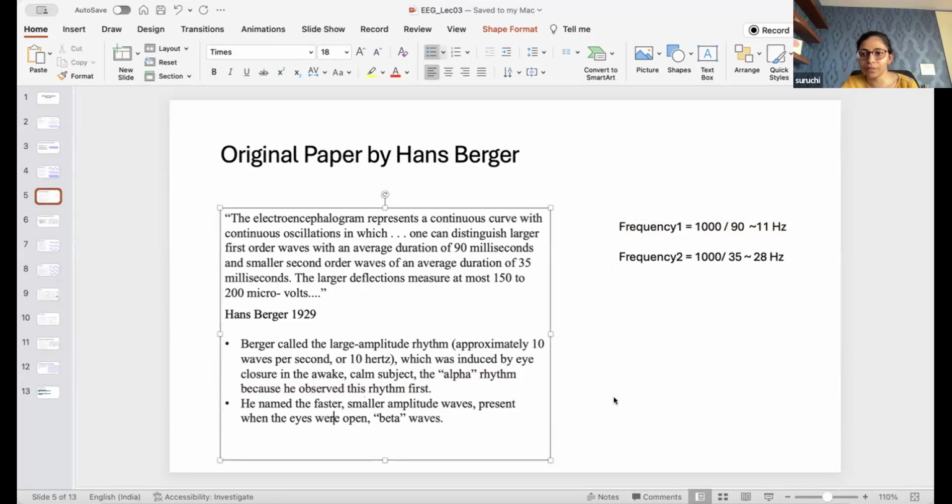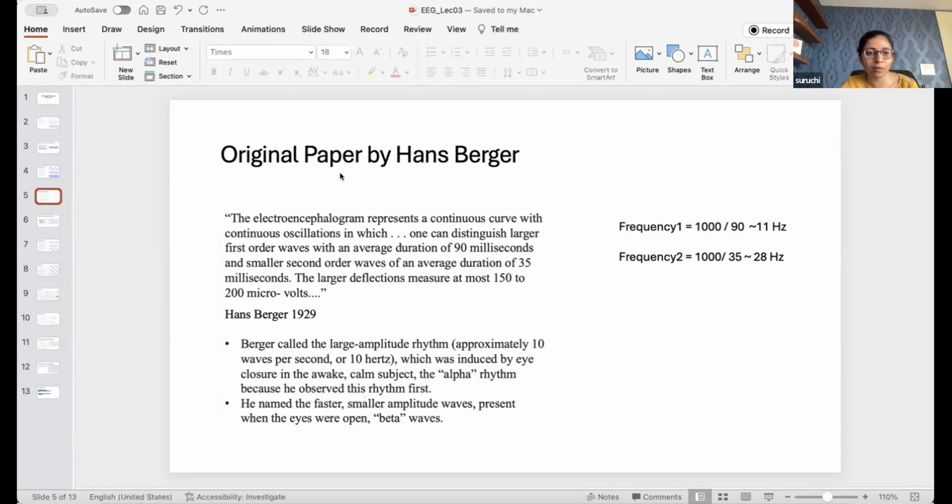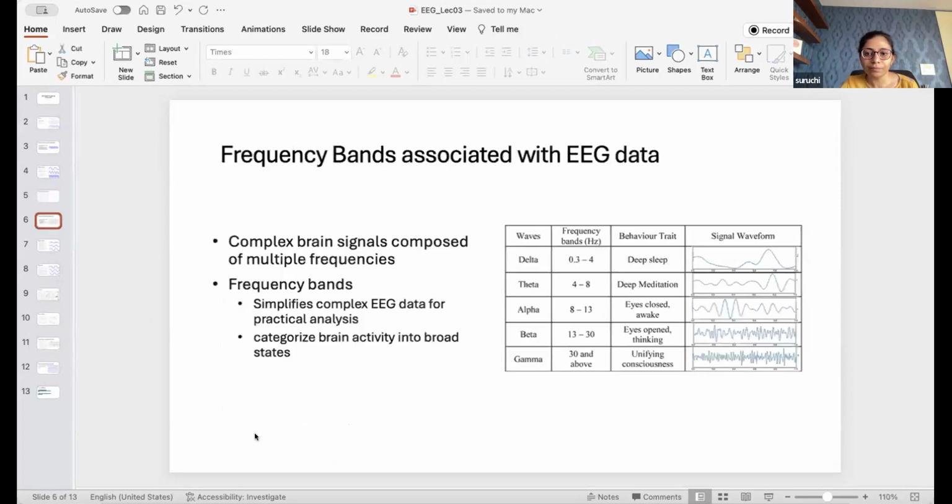Okay, so these are the first things published in the first EEG paper. This is the guy who came up with the EEG. So this we have talked about.